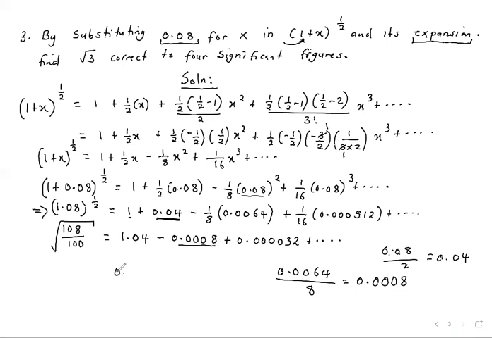Then 0.000512 divided by 16. 16 in 0, 0; 16 in 0, 0; 16 in 0, 0; in another 0, 0. 16 in 5, 0. 16 in 51, it goes there 3 times. Remainder 3. 16 in 32, it goes there twice. That's where this one is coming from.